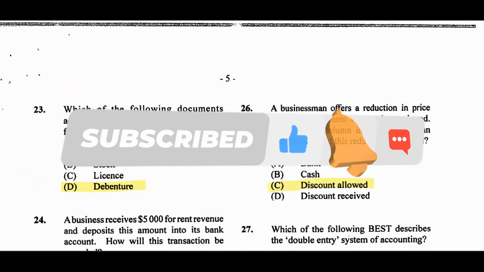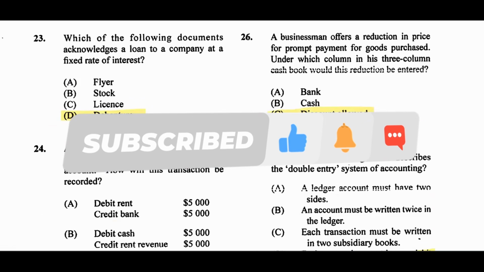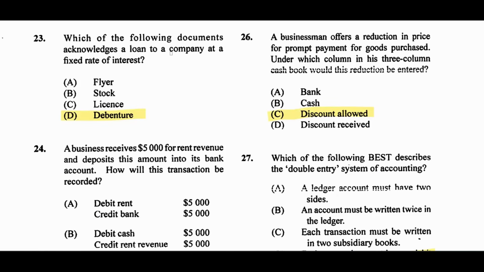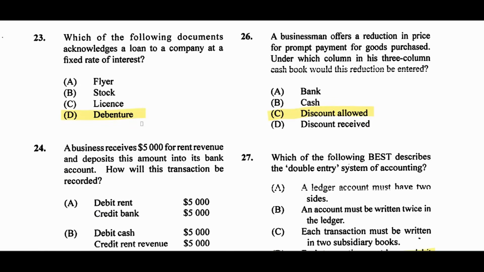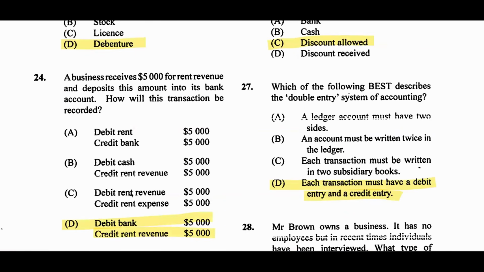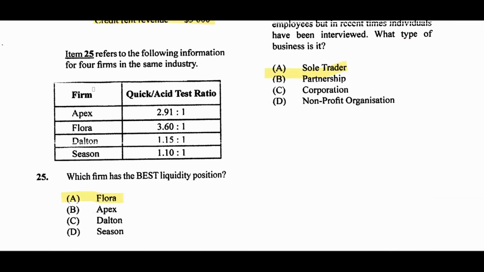Time for us to move on to question 23. Which of the following documents acknowledges a loan to a company at a fixed rate of interest? Definitely answer should be D, debentures. Question 24. A business receives $5,000 for rent revenue and deposits this amount into its bank account. How will this transaction be recorded? Well, money is coming in from rent revenue, going straight into our bank account. Debit your bank, credit rent revenue. Answer should be D.